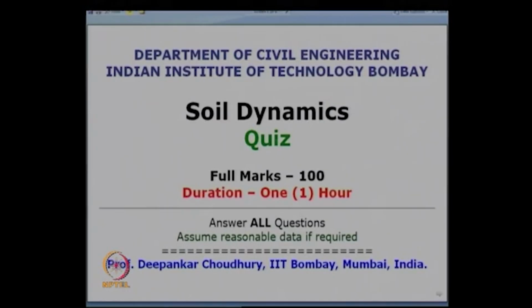Let us look at the slide here. So, soil dynamics quiz: full marks can be assigned about 100 and the duration is 1 hour to solve the number of questions which have been set for this quiz. It is also mentioned: answer all questions and assume reasonable data if necessary. If it is not required, of course, all the data have been provided in this question paper set. So, let us look at the question paper set first.